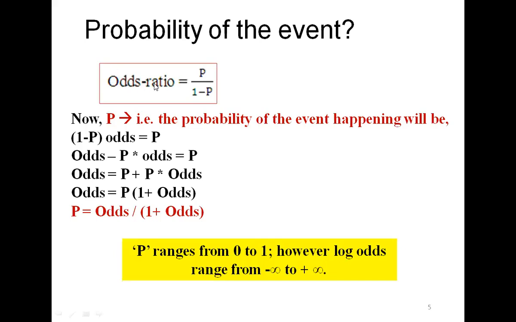So we know odds ratio is equal to P upon 1 minus P. That is the probability of the event happening to the probability of the event not happening. So we are interested in this one, the probability of the farmer adopting a technology. So what is the probability of the farmer adopting technology?